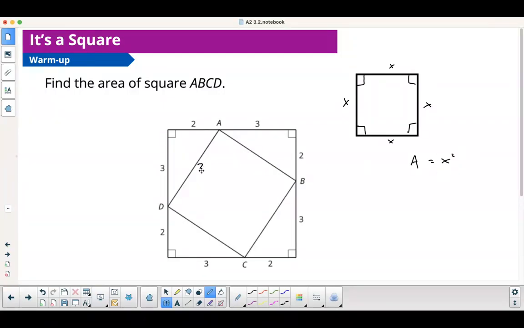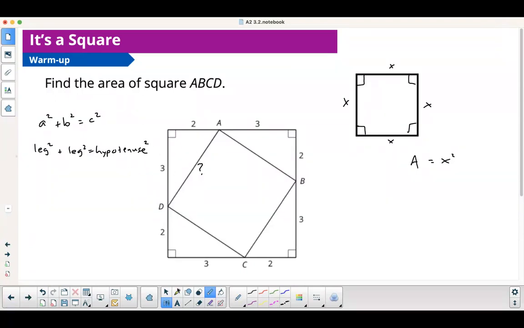So the problem is we don't know what these sides are. They should all be the same because it's a square. So what we've got to do is find one of them. I'm going to refer back to the Pythagorean theorem from geometry: a squared plus b squared equals c squared. In other words, a and b are legs, so it's leg squared plus leg squared equals the hypotenuse squared. The hypotenuse is the long side on a right triangle, or the side opposite the right angle.